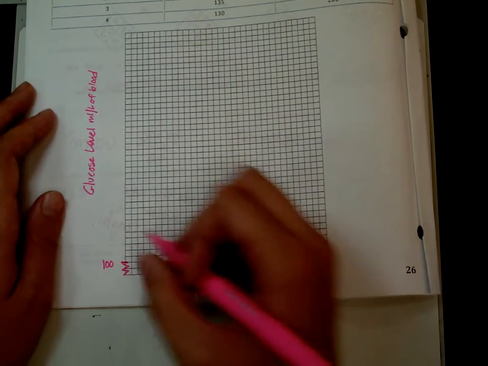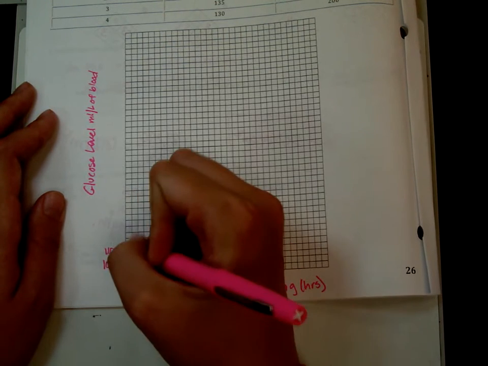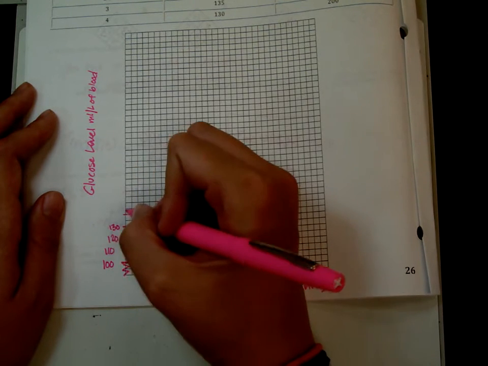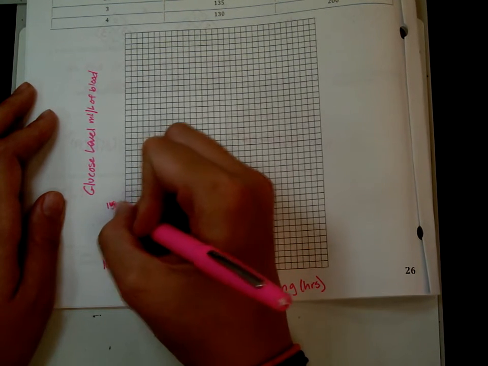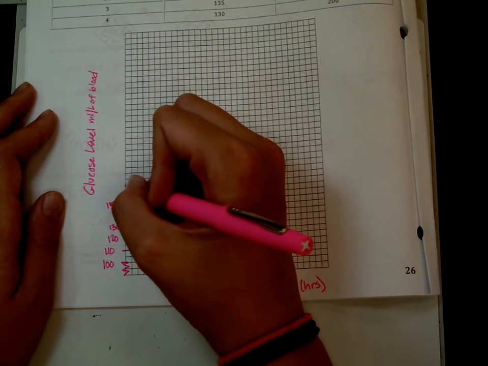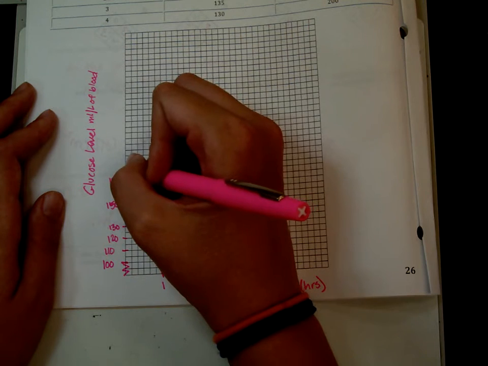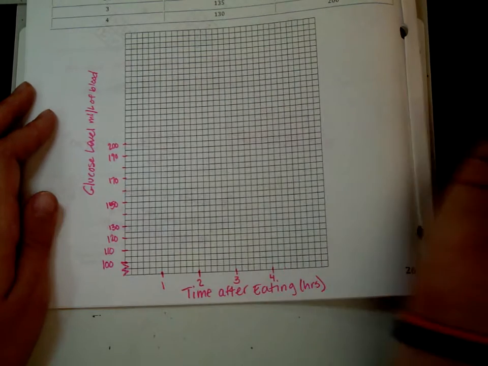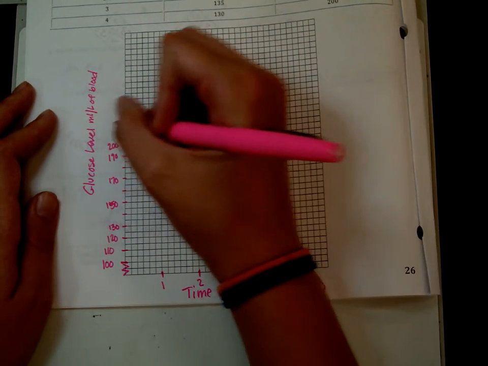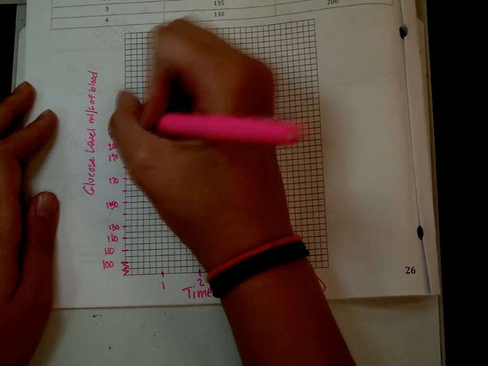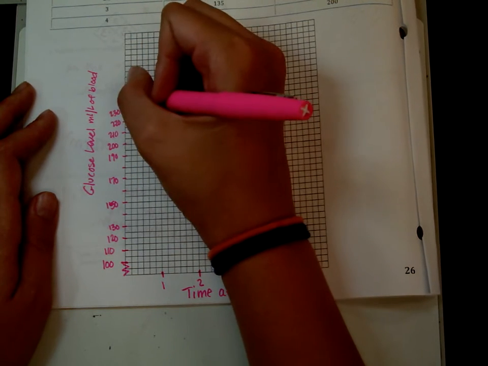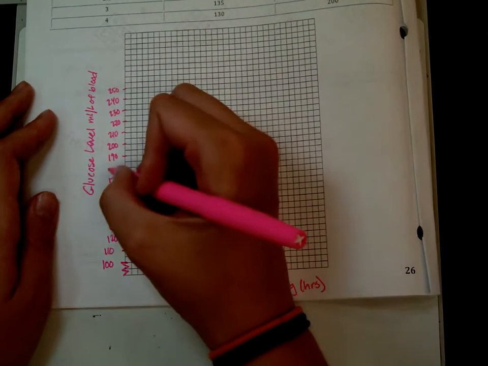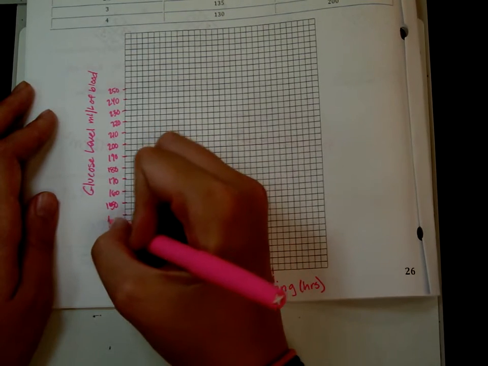So we'll skip 2 boxes and say that that's 10. So here's 110, 120, 130, and here's 140, 150, 160, 170, 180, 190, and then 200. And then we have 210, 220, 230, 240, 250. So this is 180 and this is 160, 140.